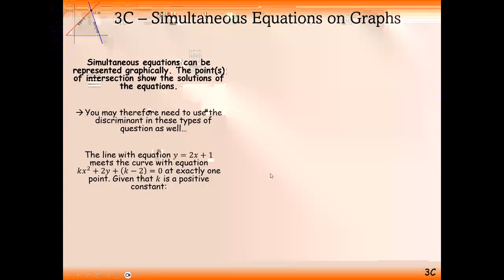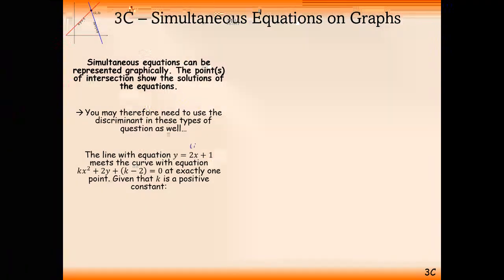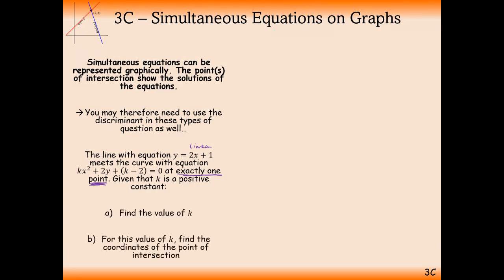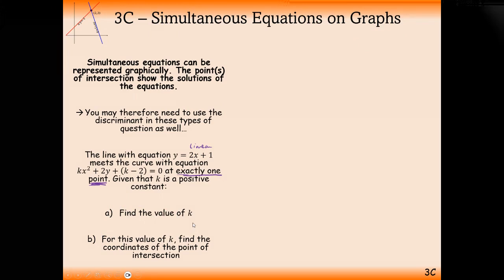We've been told that the line y equals 2x plus 1, this is linear one, meets the curve with this equation at exactly one point. Now they could have been nasty to us and said it's just a tangent to this curve. That means it will meet at exactly one point. Given that k is a positive constant, find the value of k, and for part B we will consider some other work. Let's just focus on part A.